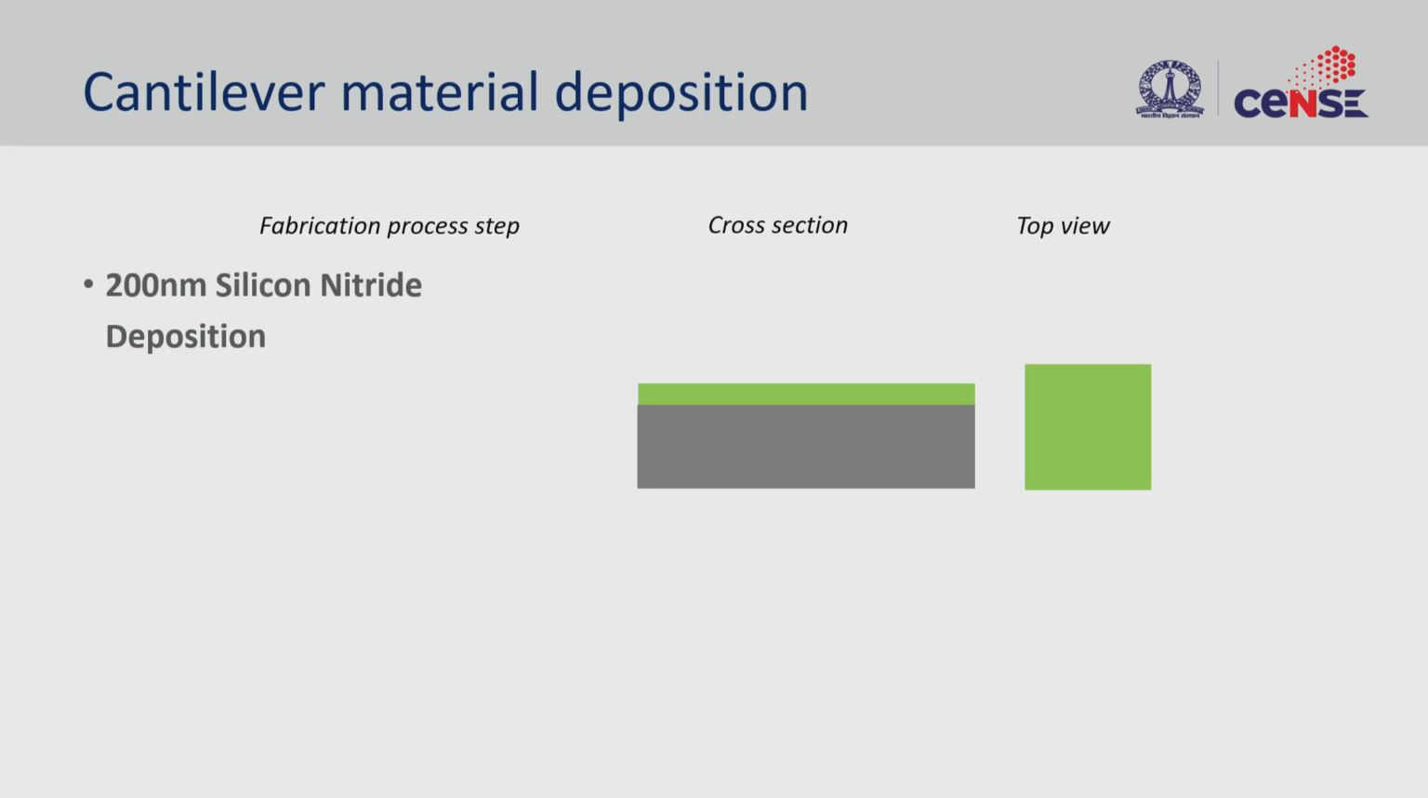The next process is cantilever material deposition. So as we have already mentioned, silicon nitride is the material that we would like to use as cantilever material. So that means we have to deposit this material on top of the cleaned wafer. In this particular case, we want to deposit approximately 200 nanometers of silicon nitride, let's say. So after deposition, the cross section would look something like this, where you have silicon nitride of approximately 200 nanometers, right, is what we would like to have.